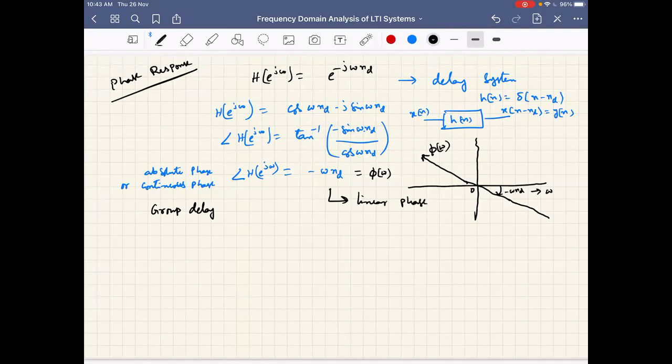Okay, this is linear phase because it is linear in omega. Okay, because omega is the axis on which we plot this phase response. Phi of omega is linear in omega. Okay, please note that. Fine. So linear phase is known to have some good properties.